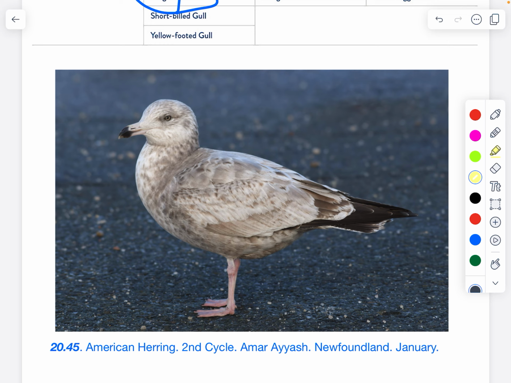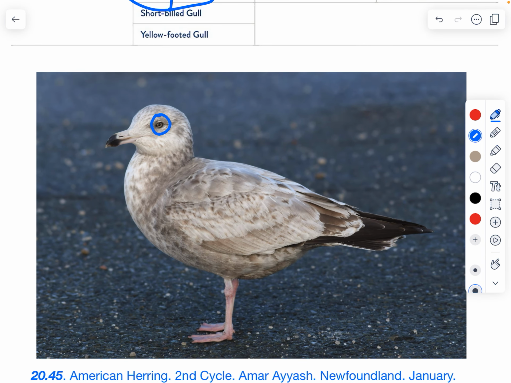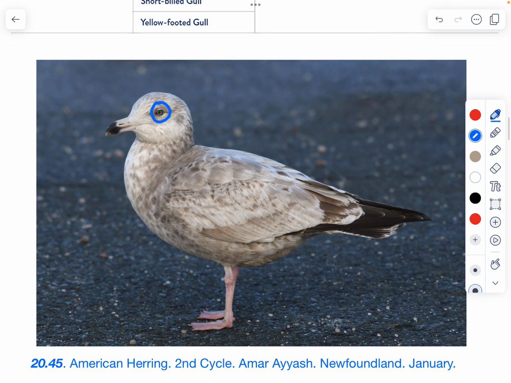I have it here aged as a second cycle, and it looks fairly delayed, but this is quite a common appearance on the Atlantic. Their second cycle birds can show some barring on the scapulars, but they often don't have solid gray backs. So if you're wondering why isn't it a first cycle, well, I do see a paling iris here, and that can help with the aging. An American herring first cycle, we usually don't expect a pale iris in January, right? A bird that's 6-7 months old should have a dark eye.